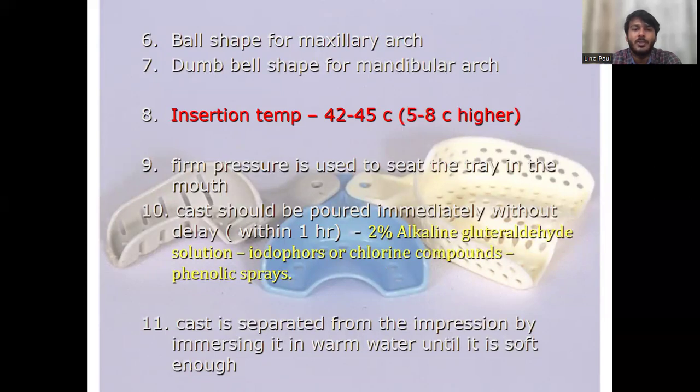The insertion temperature is usually 42 to 45 degrees Celsius, that is 5 to 8 degrees Celsius above the body temperature. Firm pressure is used to seat the tray in the mouth, and the cast should be poured immediately without delay, that is within 1 hour. We can use disinfectant solutions like 2% glutaraldehyde solution, iodophores or chlorine compounds, or phenolic sprays to disinfect the impression, and we can pour the cast. The cast is separated from the impression by immersing it in warm water, so that the material becomes softened and we can remove it easily. That's how the impression is made.